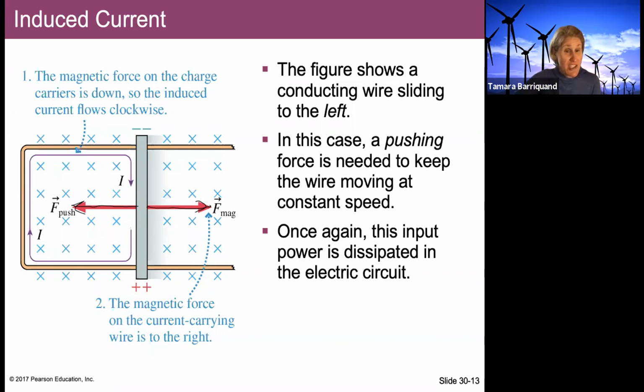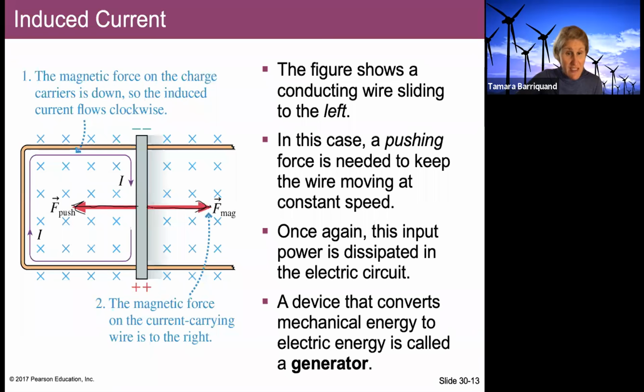Now, one application of something like this, where we can generate electricity by moving a conductor in a magnetic field, is called a generator. So we're going to look at that as well. A device that converts mechanical energy to electric energy is called a generator. So we've seen that we can actually generate electrical current by simply moving a conductor in a magnetic field. And we'll look at some more of this in detail later.